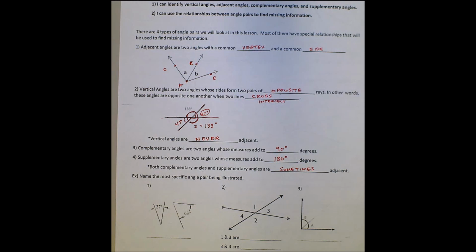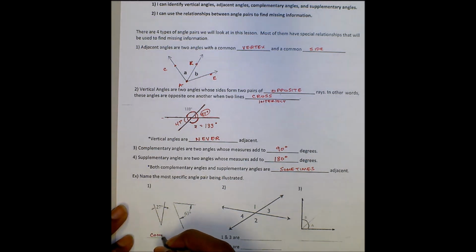So we got some cases illustrated down here. It says name the most specific angle pair being illustrated. So for number 1 we have 27 here, 63 here. When you add those together, that gives us 90. Because they are 90 degrees, they are complementary angles. Okay, so they don't have to touch, they don't even have to be next to each other at all to be complementary. Just 2 angles that add up to 90 degrees.